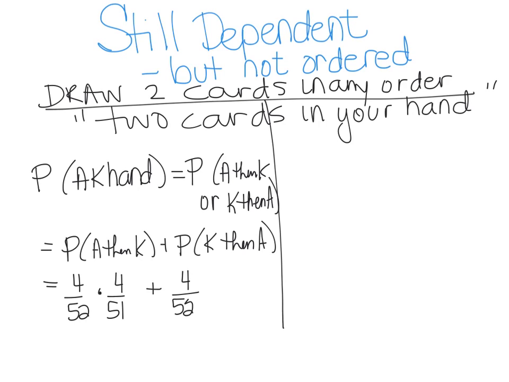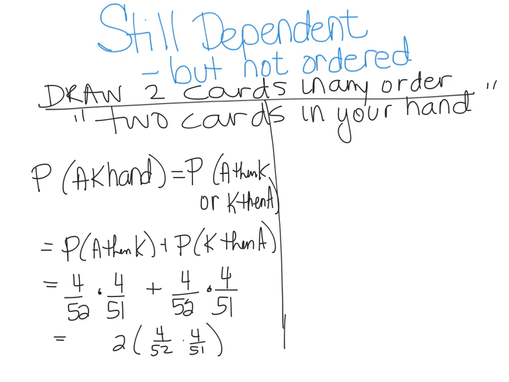Probability of king on the first card, 4 out of 52, times probability of the ace on the second card, 4 out of 51. Well, you probably guessed this was going to happen. Those are identical probabilities. Okay, they're the same thing mathematically. So you work it out. You could just call this 2 times 4 out of 52 times 4 out of 51, because I have 2 of them that I'm adding together.